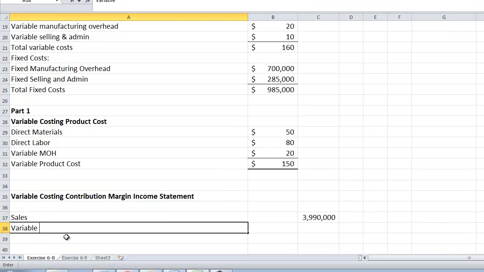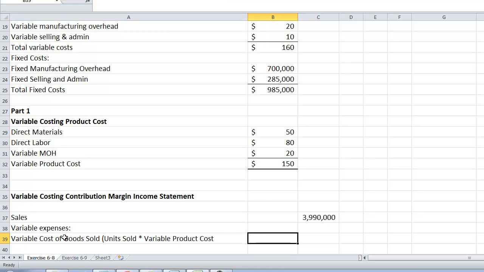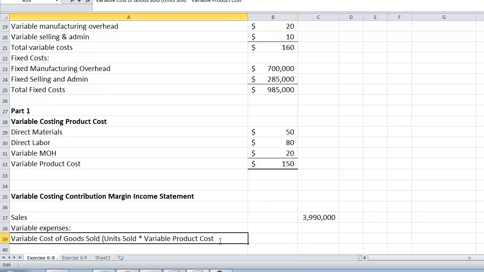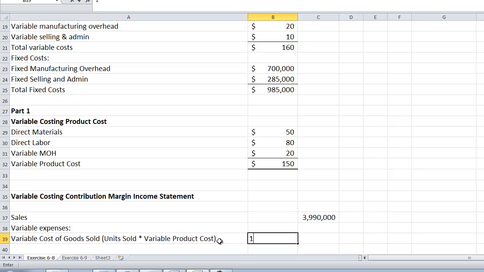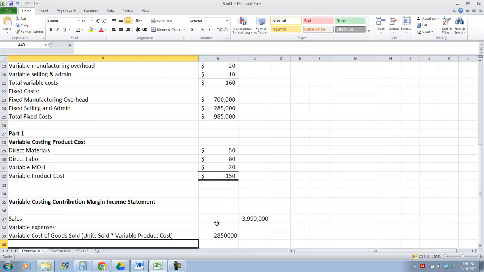Then we must list out our variable expenses, and variable is variable cost of goods sold, and this is equal to units sold times variable product cost, what we just figured out in part 1. Okay, we sold 19,000 units, so that equals the number of units we sold times our variable product cost.